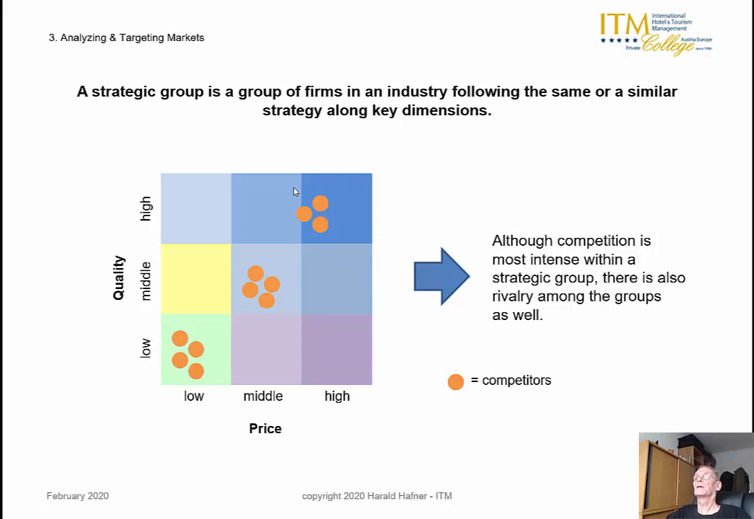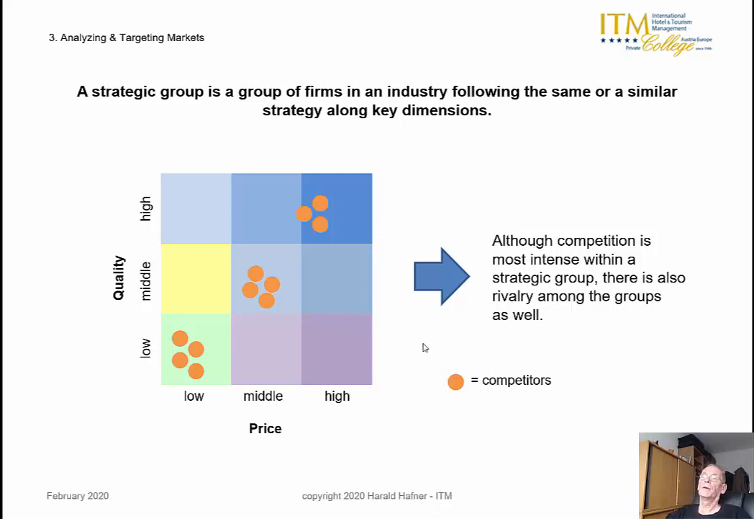The competition or the competitive intensity within a strategic group is very high, whereas the competitive intensity between strategic groups is low. So the rivalry amongst competitors is high within strategic groups, as you see those four groups, whereas between those groups the rivalry is a lot less.